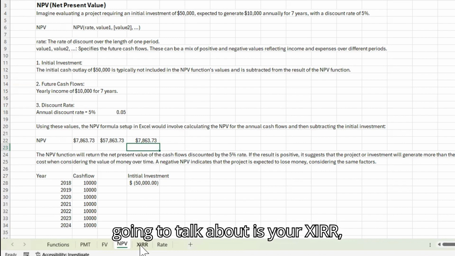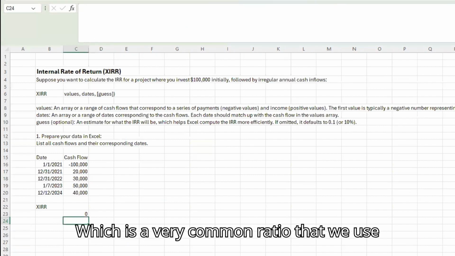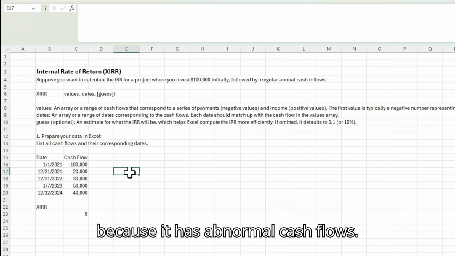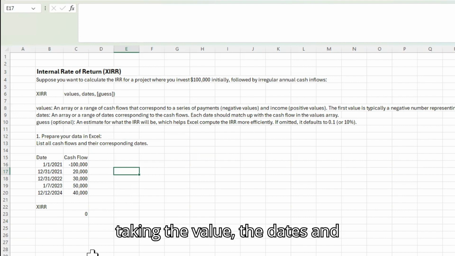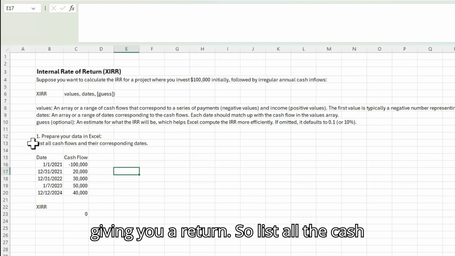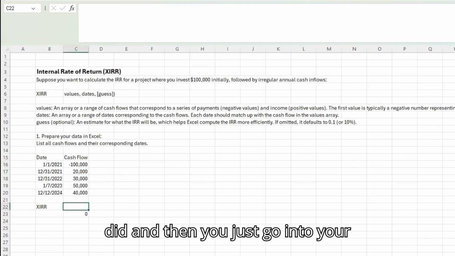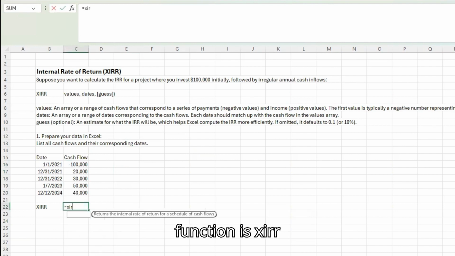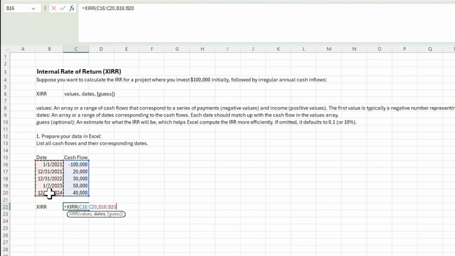So your next function we're going to talk about is your XIRR, which is your internal rate of return, which is a very common ratio that we use in finance, but this is different because this has abnormal cash flows. And so it's very simple. It's just taking the value, the dates, and giving you a return. So list all the cash flows and the corresponding dates, which we did, and then you just go into your function. So your function is XIRR, opens up, value, and dates.